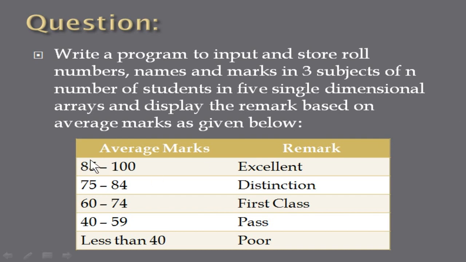You can see if the average mark is 85 to 100, then the remark should be displayed as excellent. If the mark is between 75 to 84, then the remark should be displayed as distinction, and if it is 60 to 74, the remark should be first class. If the average marks are 40 to 59, then your remark should be displayed as pass. And if the average marks are less than 40, then you have to display the remark as poor. So we are going to see this program.